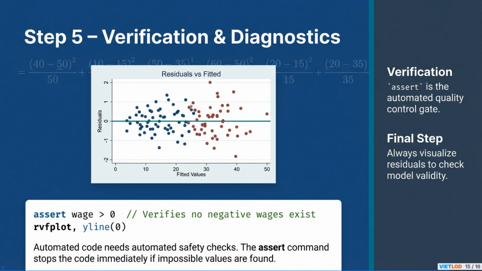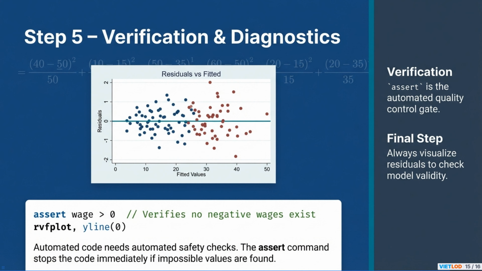Automated code requires automated safety checks. The assert command is Stata's automated quality control gate. Assert tests a condition. If the condition is true, nothing happens. If it's false, the program stops immediately with an error. This prevents your code from producing nonsensical results.